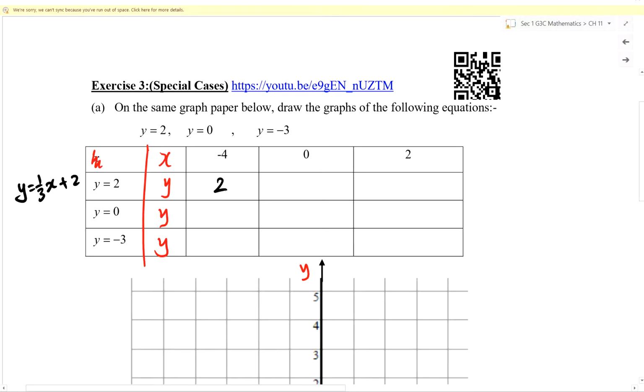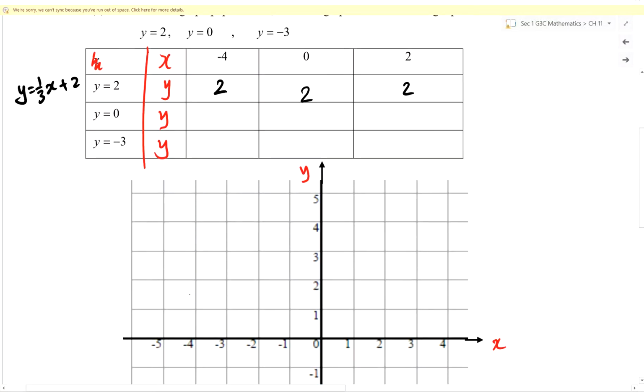2. Well, what do you think is the next blank? Also 2. Over here also 2. So can we plot this first? When x is -4, y equals to 2. When x equals to 0, take note, this means our y-intercept. X equals to 0, y equals to 2, x equals to 2, y equals to 2. So we get a horizontal line. Y equals to 2.